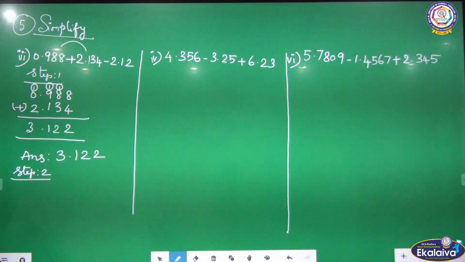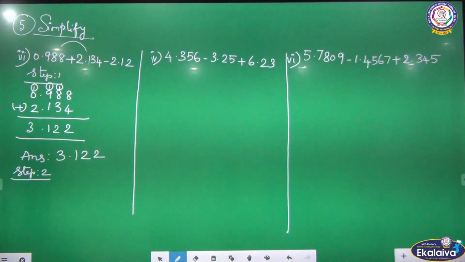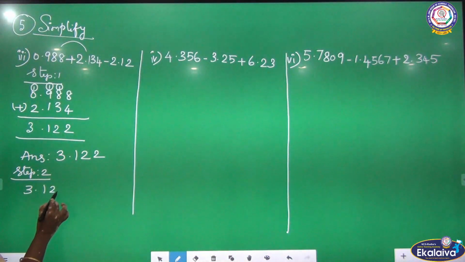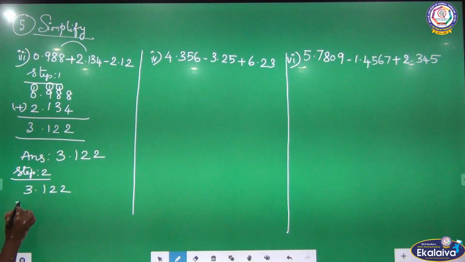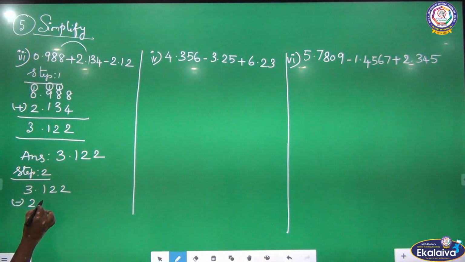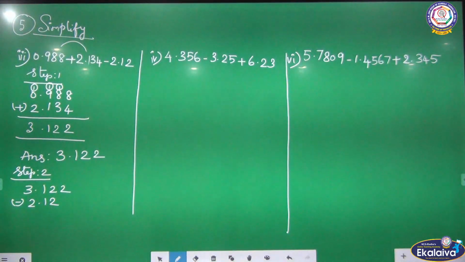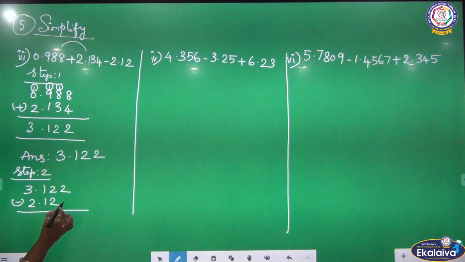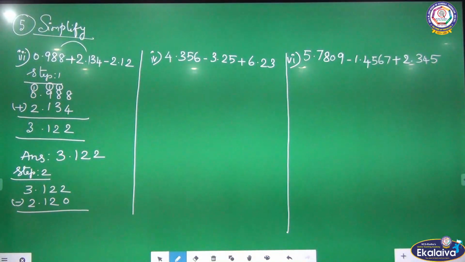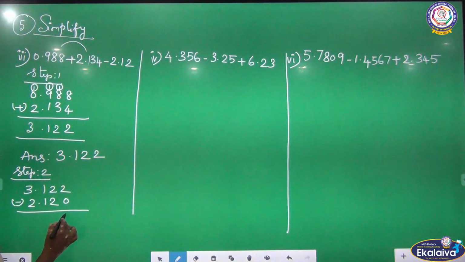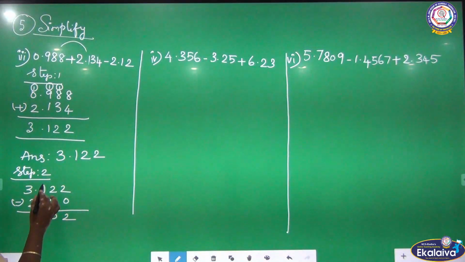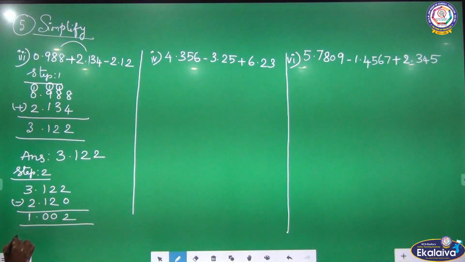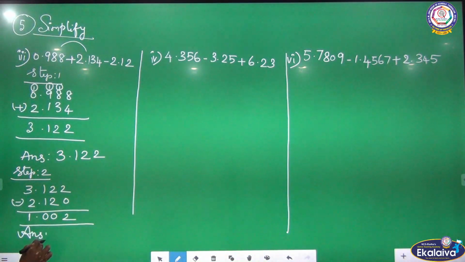And I am going to write my step 2. Okay. What is step 2? This is the step 1 answer. And step 2, what I have to do? Listen, what I get? 3.122 I can get. In that I am going to subtract 2.12. Is it clear, children? 2.12 I am getting here. So, listen, 2, change this into like decimal. So, 2 minus 0 is 2. 2 minus 2 is 0. 1 minus 1 is 0. 3 minus 2 is what? 1. So, finally, what is the answer you are getting now?